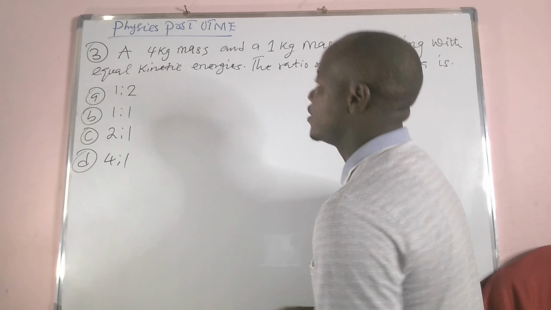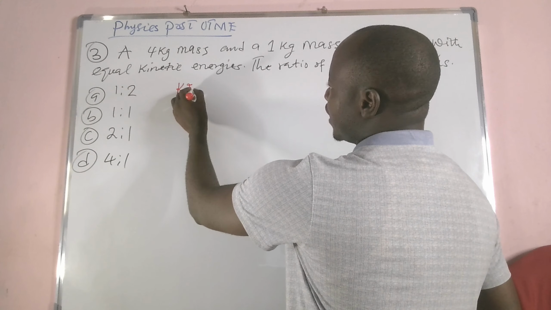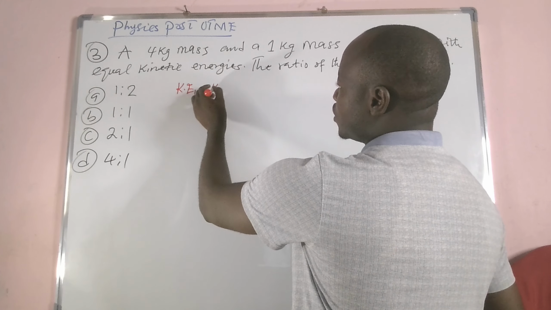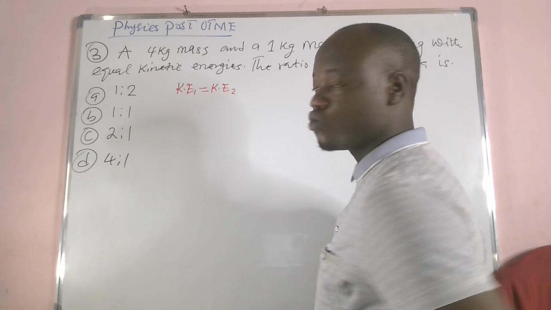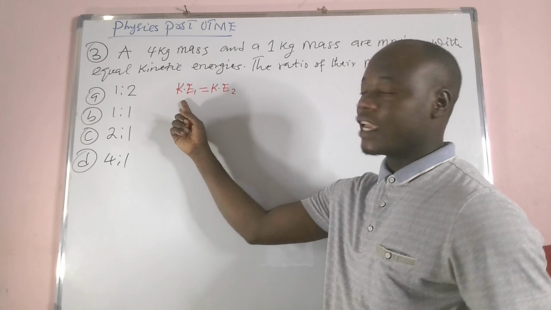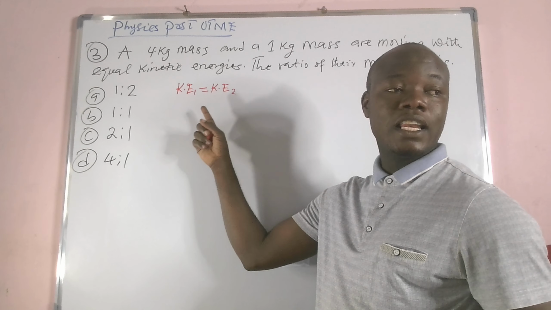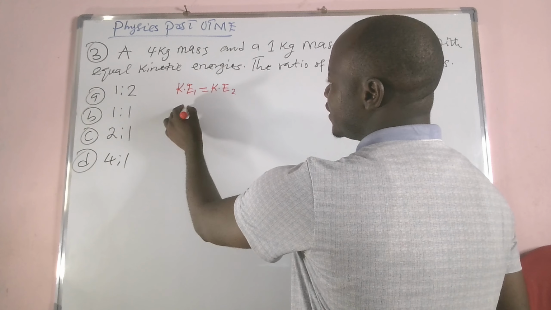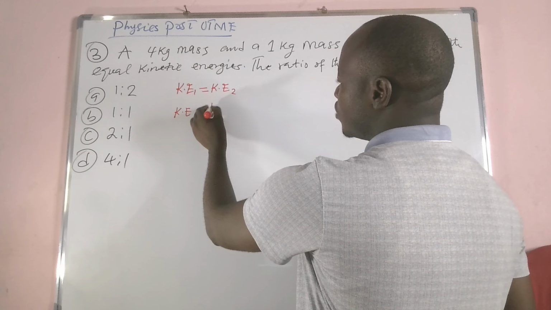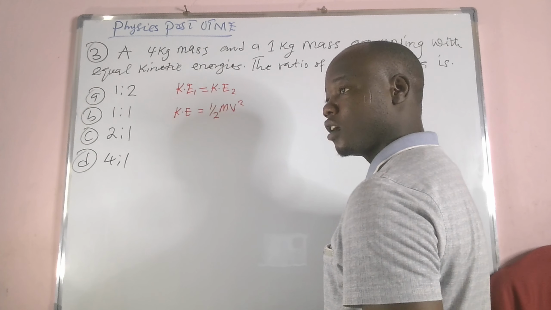So it means that the two objects have equal kinetic energy. It means that KE1 is equal to KE2. That is, the kinetic energy of the first object is equal to the kinetic energy of the second object. And we know that kinetic energy is equal to half mv squared.